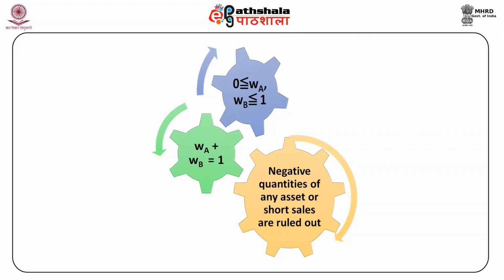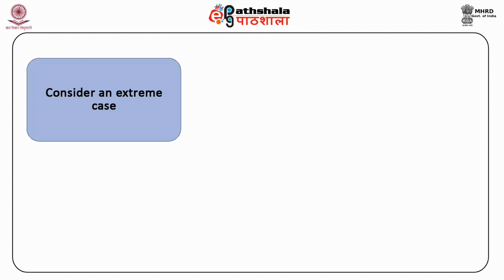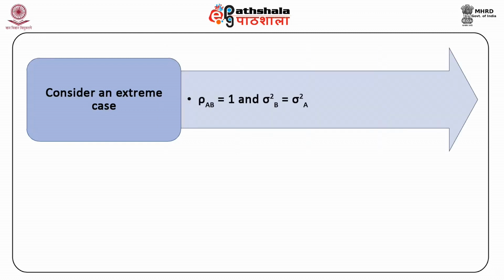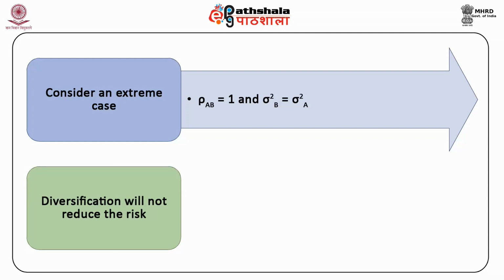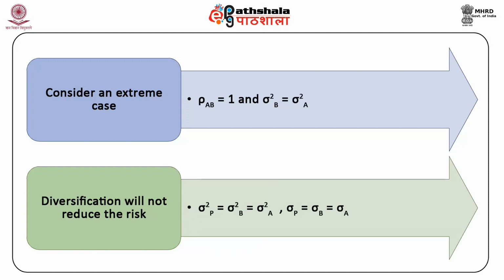This simplifies the analysis. Now consider an extreme case where rho AB is equal to 1 and variance of B is equal to variance of A. In such a case, diversification will not reduce the risk because diversification will lead to a variance sigma square P such that sigma square P is equal to sigma square B is equal to sigma square A, which implies that sigma P is equal to sigma B is equal to sigma A.